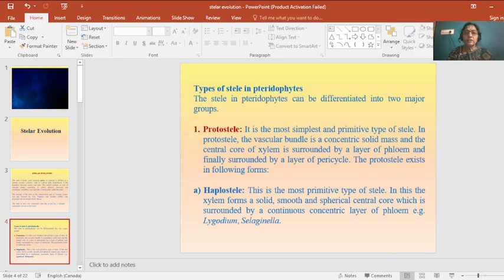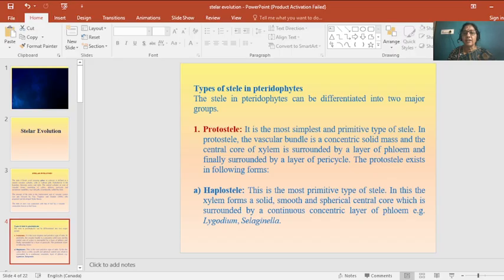In pteridophytes, the stele is differentiated into two major groups. One is known as the protostele and the other is known as the siphonostele. Protostele is the simplest and the primitive type. In this, the vascular cylinder is a concentric solid mass, and the central core of the xylem is surrounded by a layer of phloem and then by a layer of pericycle.